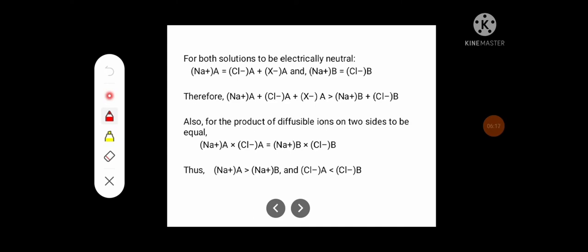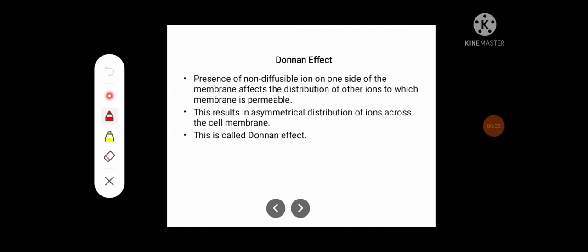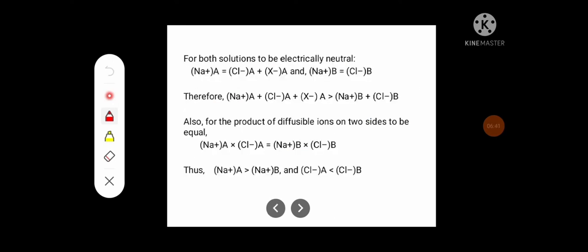So whenever a non-diffusible ion is present on one side of the membrane, it affects the distribution of other ions to which the membrane is permeable. This results in an asymmetrical distribution of the ions across the cell membrane, and this is called the Gibbs-Donnan effect. And this reaction shows the same thing.